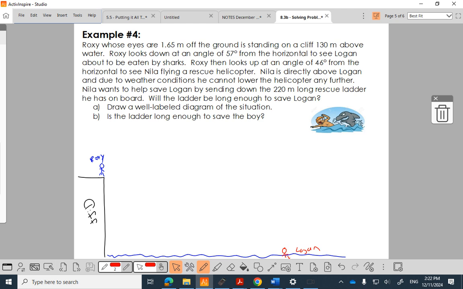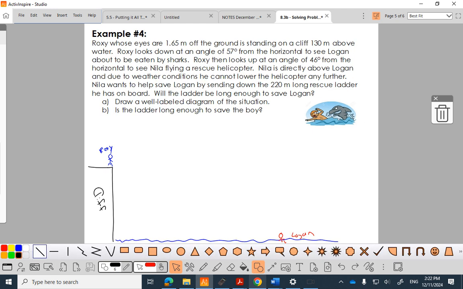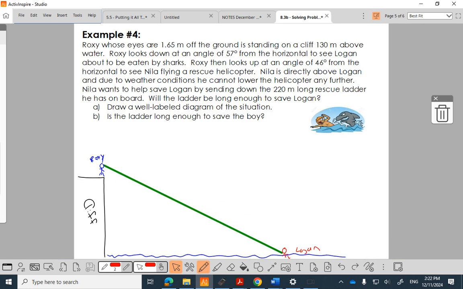Roxy looks down at an angle of 57. That's the angle of depression. I'll do that in green. When they say from the horizontal, you mean from the eye level? Yes. Then she looks up and sees a helicopter. Can I draw a helicopter? How's my helicopter looking? Actually, it's not that bad. For me, that's pretty good.